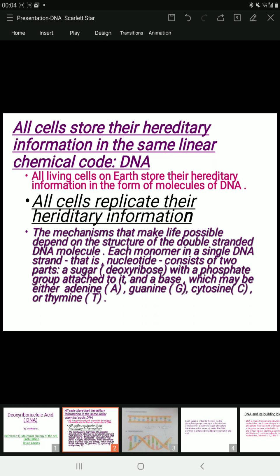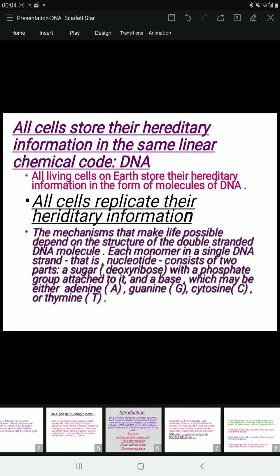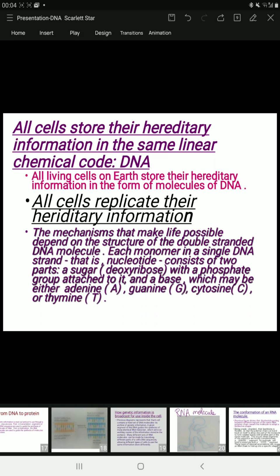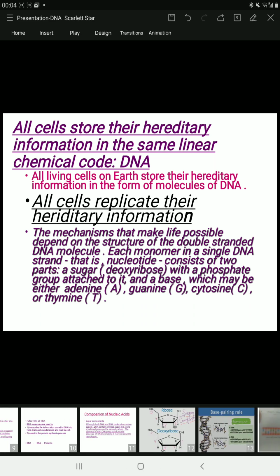The mechanism that makes life possible depends on the structure of the double-stranded DNA molecule. Each monomer in a single DNA strand, that is nucleotide, consists of two parts: a sugar deoxyribose with a phosphate group attached to it, and a base which may be either adenine, guanine, cytosine or thymine. So we can confirm it from here.